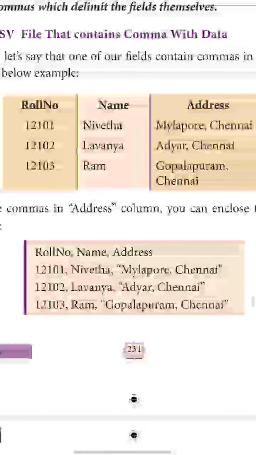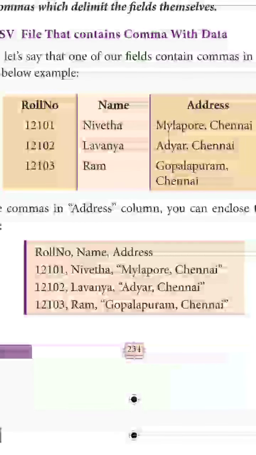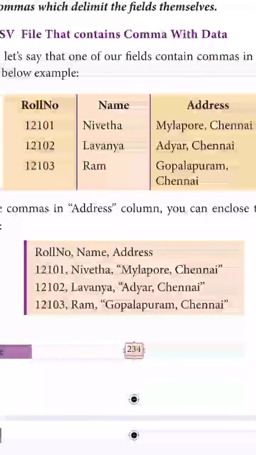Here you can see that roll number, name, address is the header field. In the next row you can see 12101 Nivita. You can see that instead of using commas, they have used double quotes to represent this description data with the comma inside the data. So Mylapore, comma Chennai is a single field. To denote that, they have used the double quotes. This is known as a delimiter.